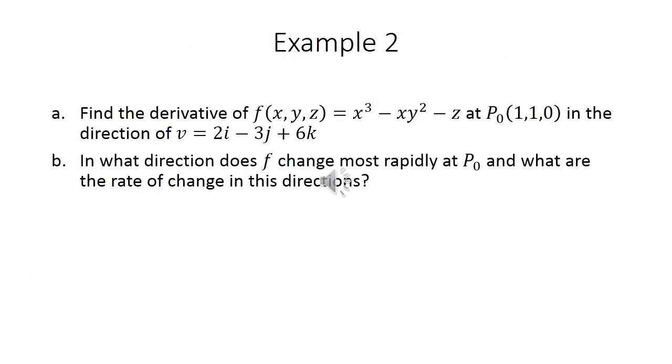Now let's apply the previous rule here. In this example, find the derivative of f of x, y, z equals x cubed minus xy squared minus z at the point P0 (1, 1, 0), in the direction of v equals 2i minus 3j plus 6k. In what direction does f change most rapidly at P0, and what is the rate of change in this direction?